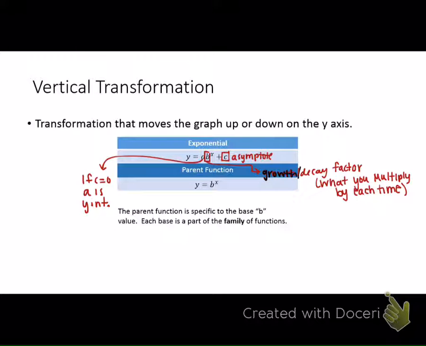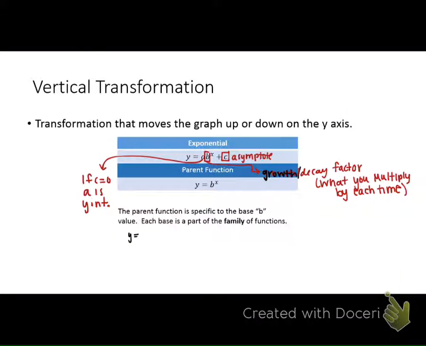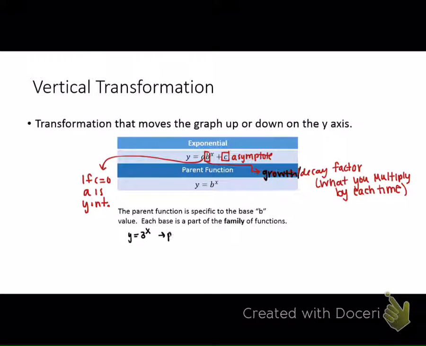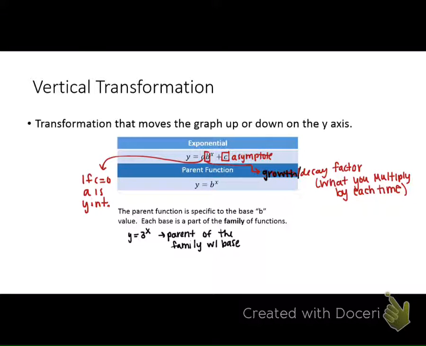The parent function is specific to the base b value. Each base is a part of a family of functions. So for example, y equals 3 to the x is the parent of the family with base 3. The only things you can compare to this one here are anything with base 3. You may not compare anything else with this. It only can be compared if it has a base of 3. Only can compare exponentials with base 3.